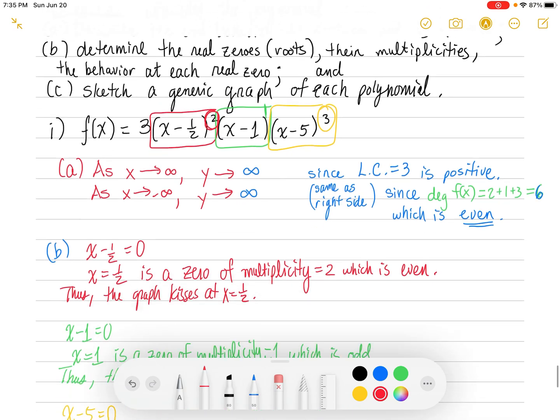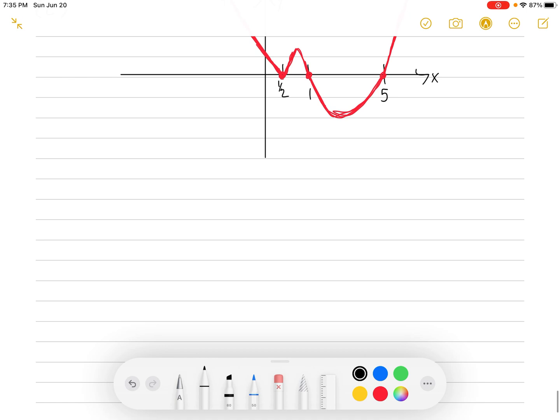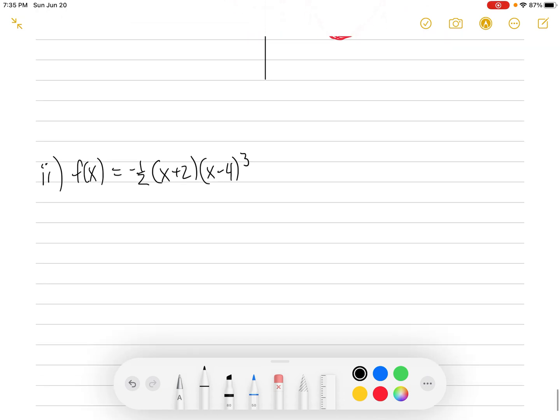All right. So that is example 1. A lot of analysis there. Example number 2. Let's see, what do I have written here? We have the function is minus 1/2 times x plus 2, times x minus 4 to the third power.